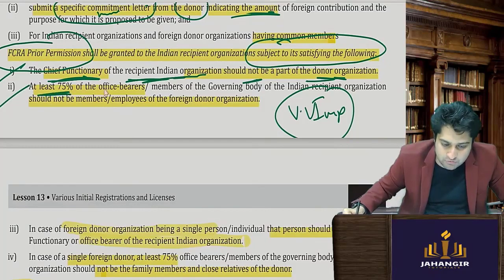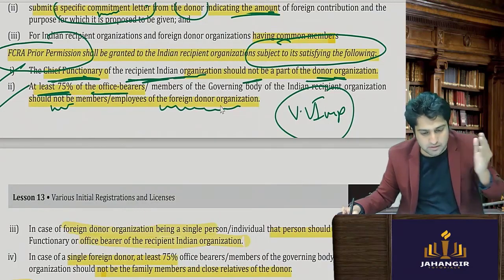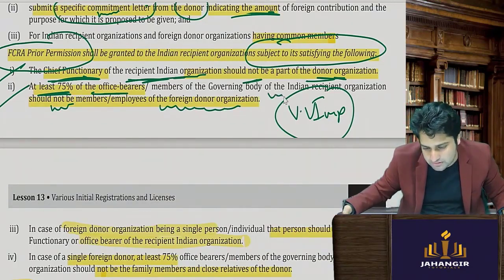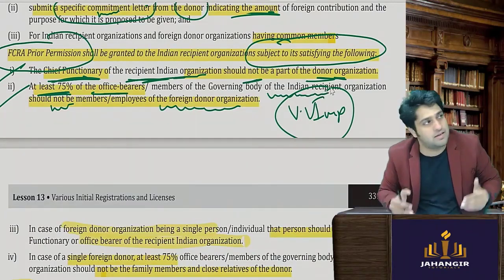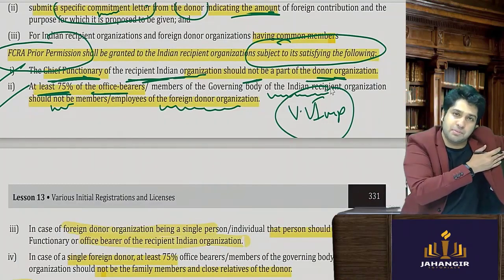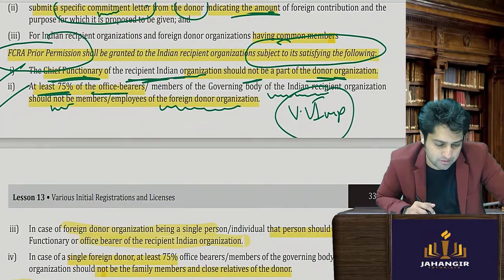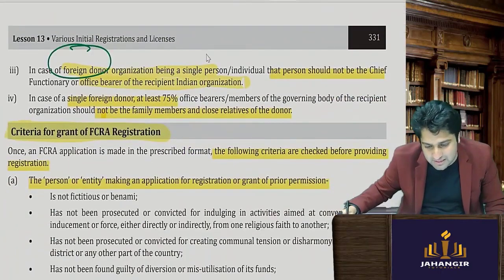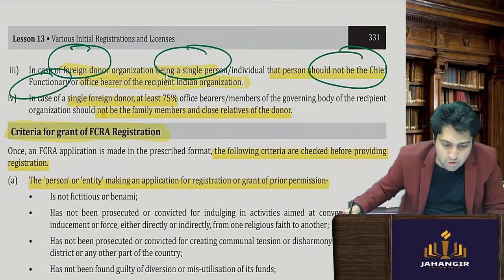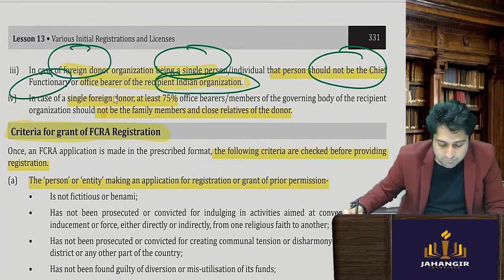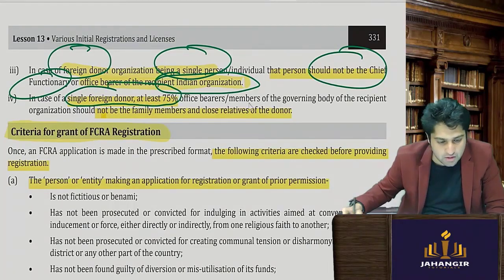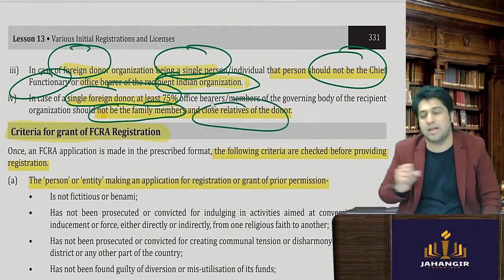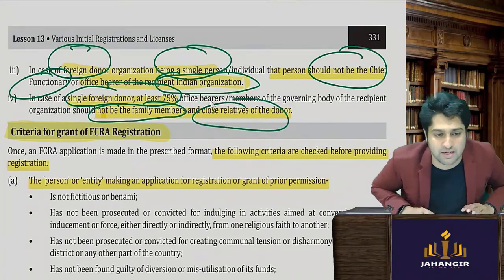At least 75% of the office bearers should not be members of the foreign donor organization. ठीक है, 75% of the Indian recipient organization, मतलब यहाँ की जो ऑर्गेनाइजेशन के ऑफिस बेरर्स है, वो लोग उस फॉरेन डोनर एंटिटी में भी कनेक्टेड है, तो देन वी विल नॉट ग्रांट द सर्टिफिकेट. The foreign donor, being a single person, should not be a chief functionary of the Indian organization. And lastly, if there is a single donor, at least 75%, okay, should not be his family members or close relatives.